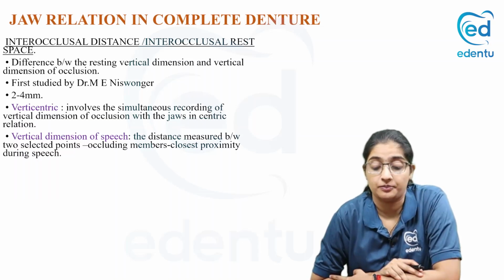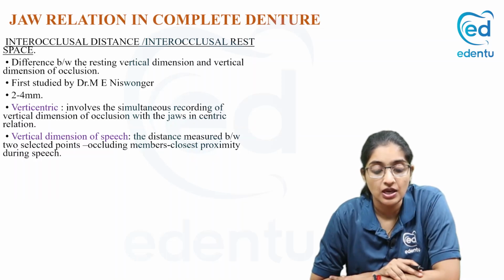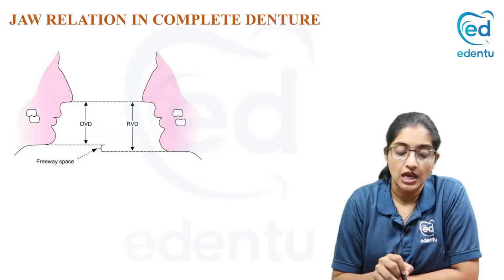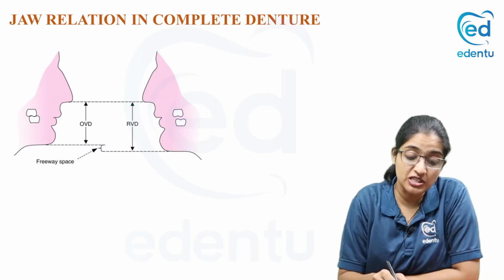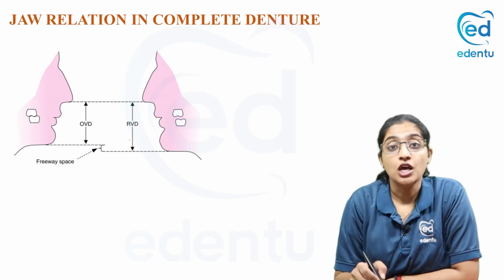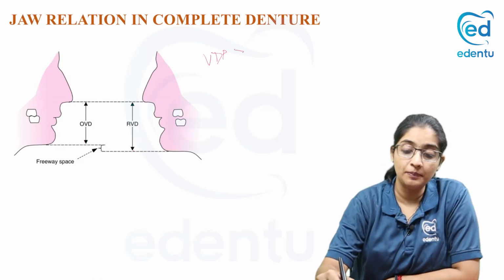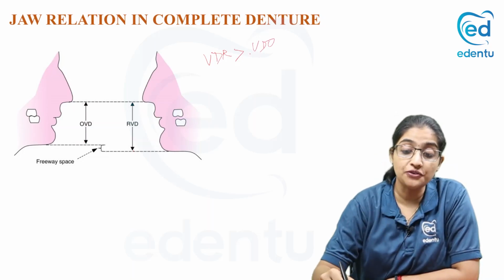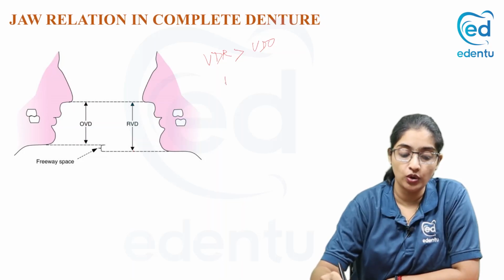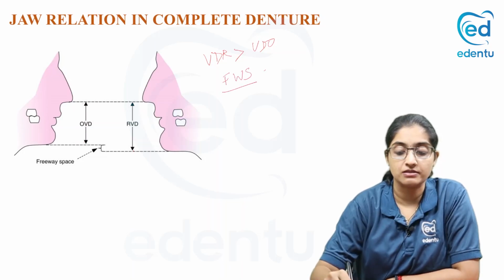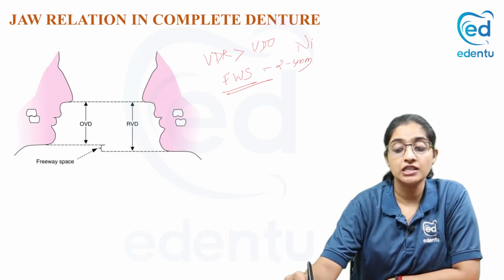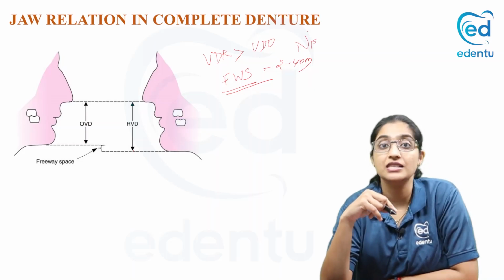Vertical dimension of speech is the distance measured between the two selected points, occluding members, in closest proximity during speech. So, this is the difference between the vertical dimension at occlusion and vertical dimension at rest. So, always VDR will be more than the VDO, right? So, this difference between VDR and VDO is called as your freeway space, which is usually around 2 to 4 millimeters. Okay, and it is called as Niswonger. By recording, it is called as Niswonger's method.